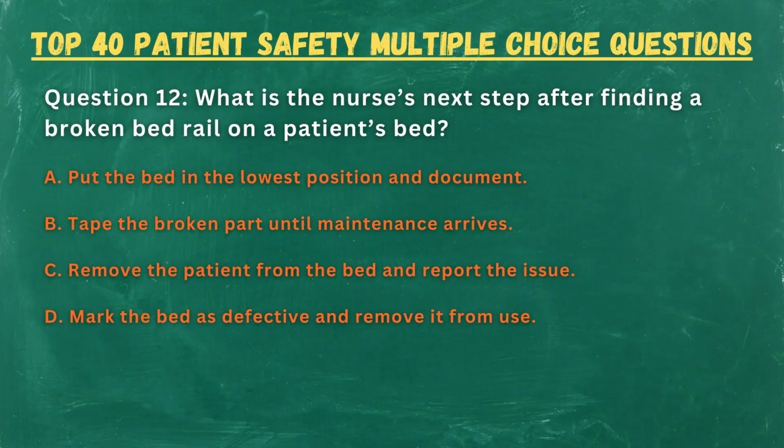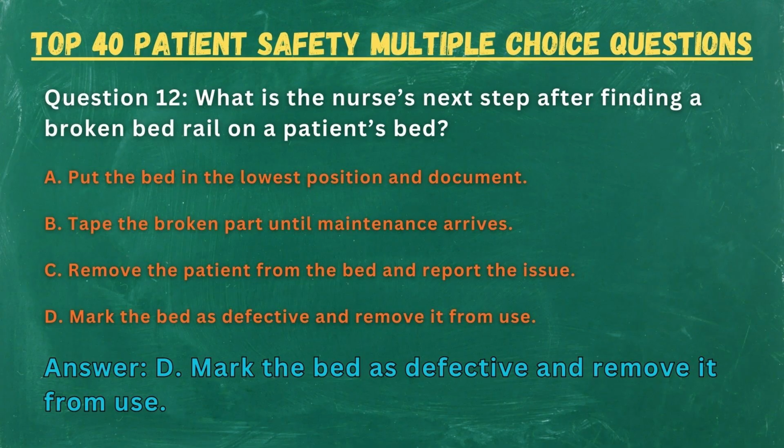Question 12. What is the nurse's next step after finding a broken bed rail on a patient's bed? A. Put the bed in the lowest position and document. B. Tape the broken part until maintenance arrives. C. Remove the patient from the bed and report the issue. D. Mark the bed as defective and remove it from use. Answer: D. Mark the bed as defective and remove it from use.